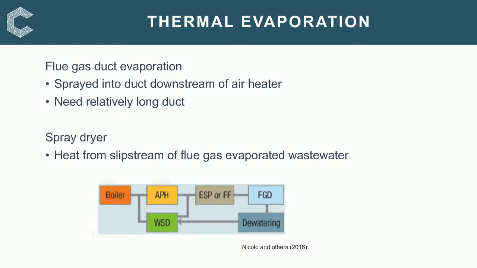Several power plants in Europe and Asia are evaporating FGD wastewater in the flue gas duct. This technique does not require any chemical treatment. The wastewater is sprayed directly into the duct downstream of the air heater, where it is evaporated by the heat in the flue gas. The resultant solids are then removed with the fly ash in the downstream electrostatic precipitator or fabric filter.